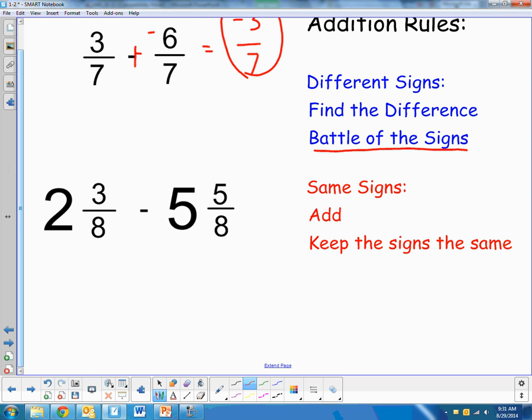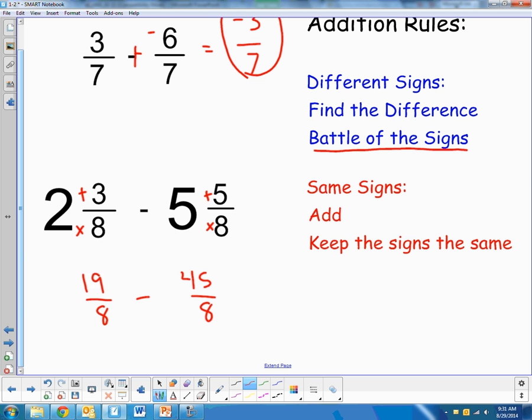If you're dealing with mixed numbers, the best way, the only way to guarantee a correct answer every time, if you do it correctly, is to change it to an improper fraction. If I multiply the denominator times the whole number, 8 times 2, and add the numerator, 8 times 2 plus 3, I'm going to get 19/8. Same thing here. 8 times 5 plus 5, I'm going to get 45/8.